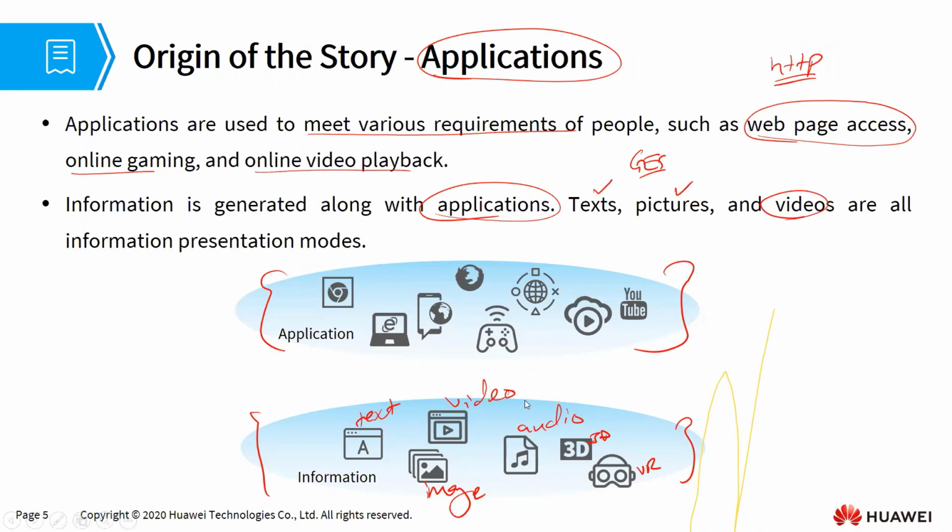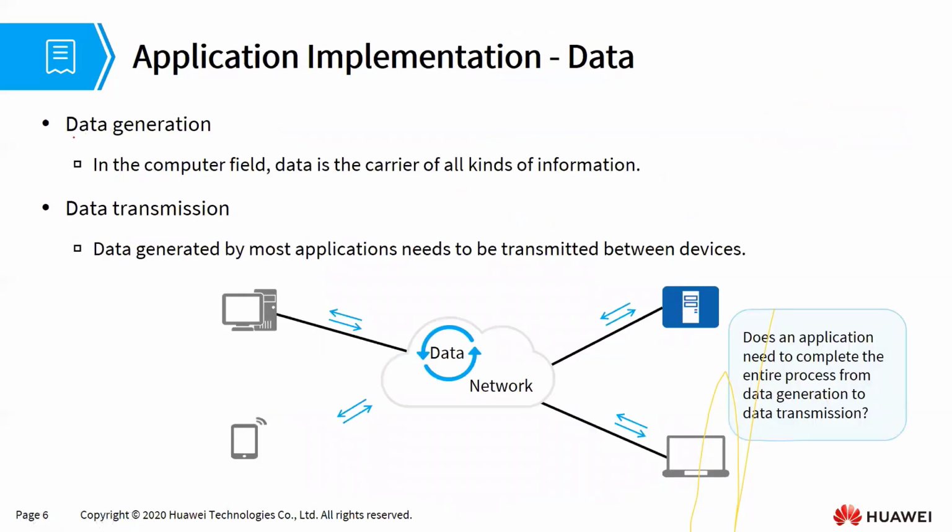Irrespective of which information is generated, at least we know that application implementation is through data. We know that the application generates data, and this data needs to be moved to somewhere the user can see this data. So there are 2 main things we need to understand here. First is data generation. And in the computer field, when we talk about data, we simply mean a carrier for all kinds of information. We just talked about text, video, image, audio, all these are kinds of information. They are all carried as data along our network.